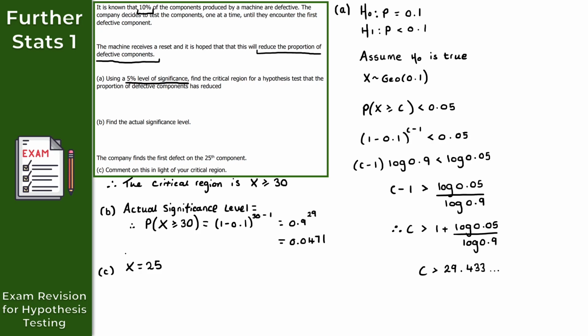Now, with this observed value here, we need to compare this to the critical region. So in other words, does this lie within the critical region or does it lie outside of the critical region? Now, clearly in this case, if the critical region is x is greater than or equal to 30, and we've observed that x is equal to 25, then clearly this falls outside of the critical region. Okay, so what we say then is as x equals 25 is not in the critical region.